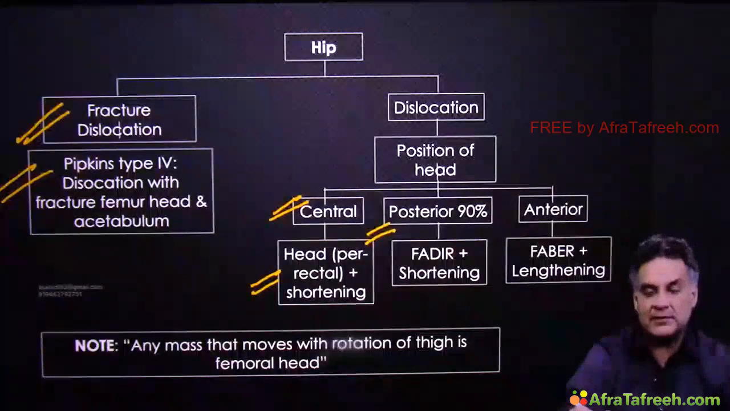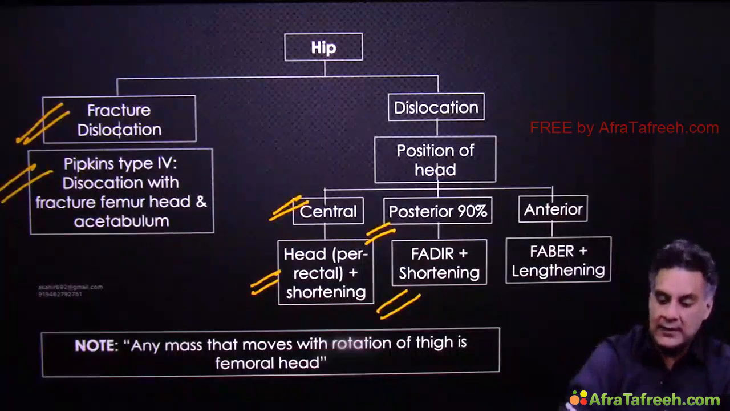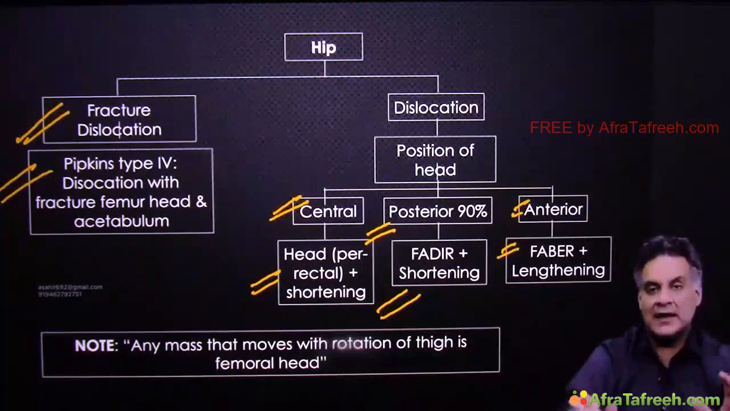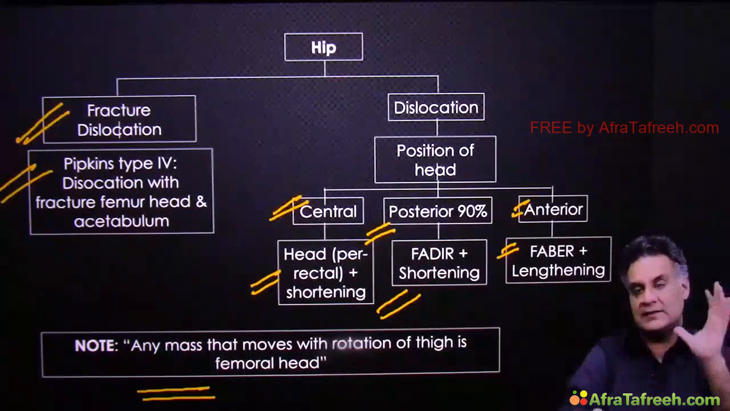Posterior is 90% of cases of hip dislocation: Fadel with shortening, and the head is gluteal. Anterior: Faber with lengthening, head in the femoral area. Remember, any mass that moves with the rotation of the thigh is the head of the femur.